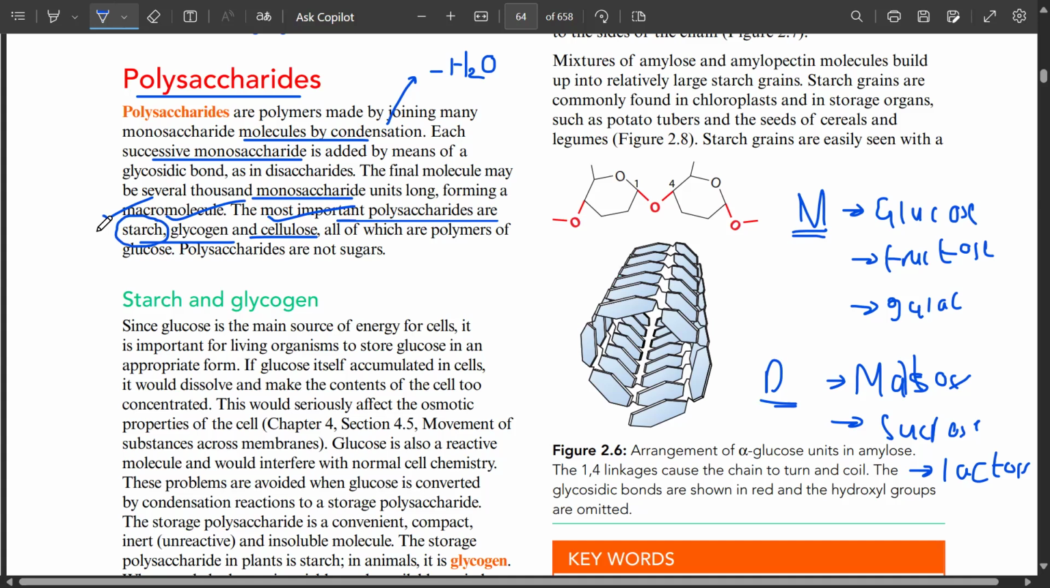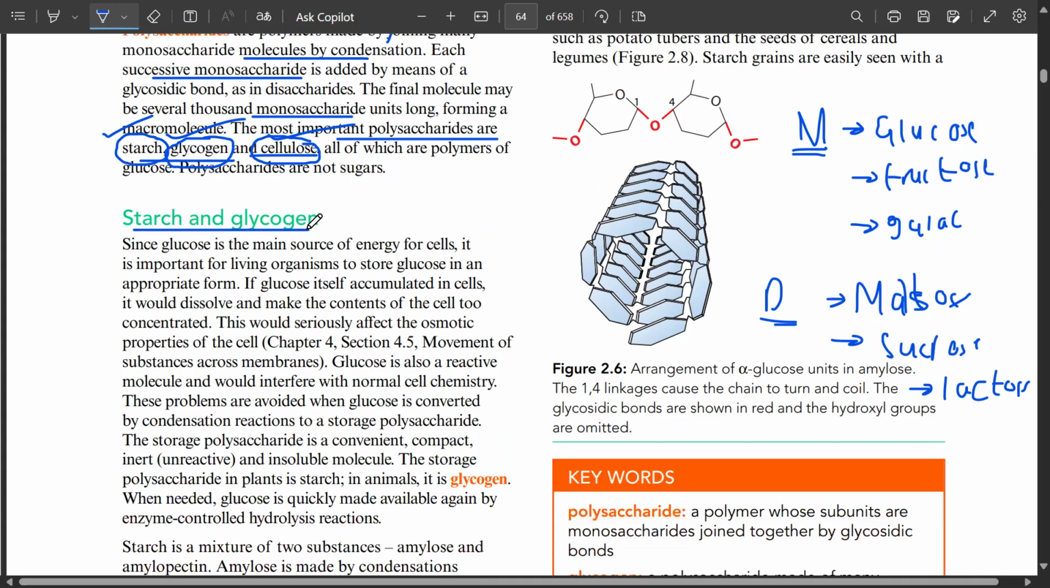Carbohydrates made by the plant are stored in the form of starch. Carbohydrates in humans are stored in the form of glycogen. And cellulose, what about this? Then plant cell walls. Good job. They are in plant cell walls. So these three molecules that we are going to start studying, they are the polymers of glucose.